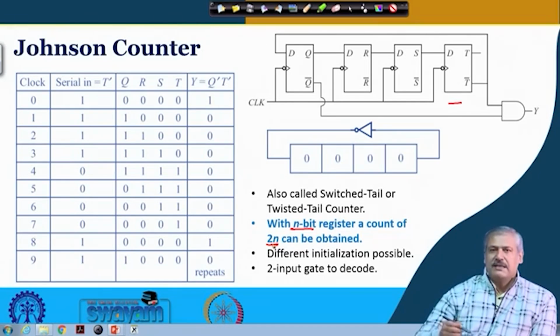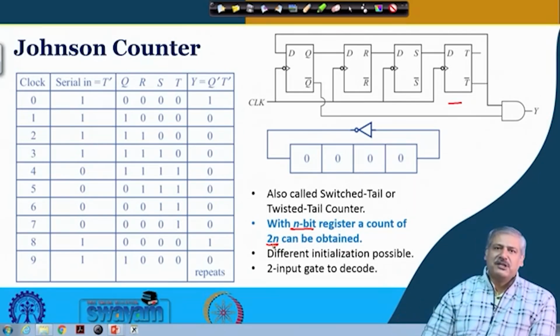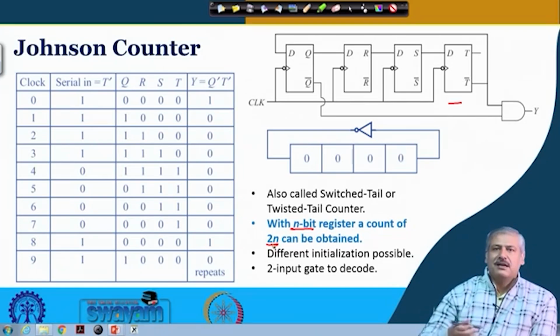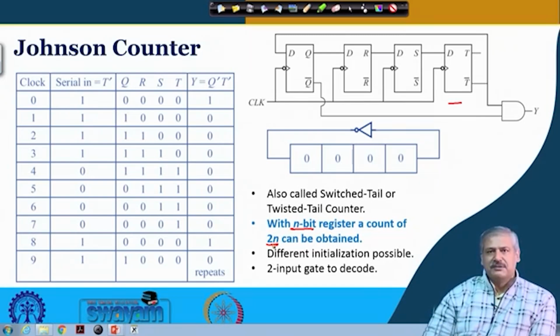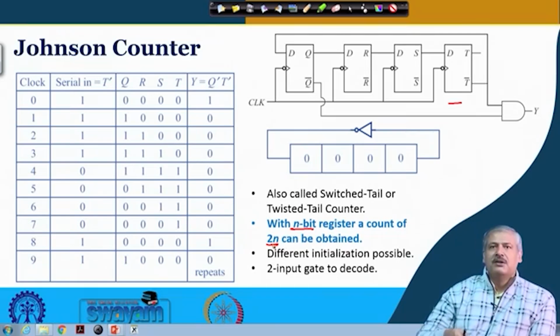Now, as I said, the external world needs to know when that count of 8 or 10 or 16 has been completed, isn't it? So it is the internal states that are getting circulated and repeated after 8 clock pulses, as we have seen, but the outside world needs to know, right. For that the states need to be decoded and made available to the outside world.